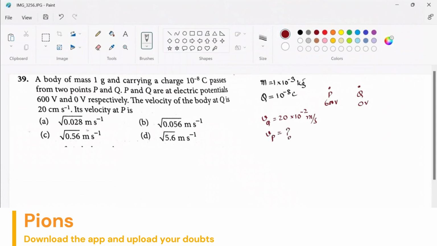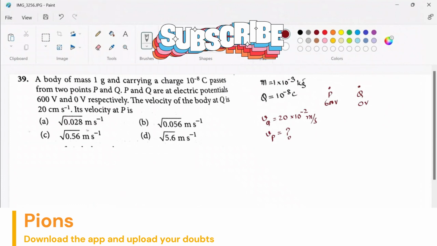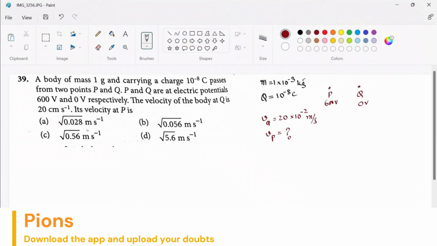Let me repeat once again the question. The question says a body of mass 1 gram and carrying this much of charge is going from point P to Q. So if it is going from point P to Q, P has a potential of 600 volt and Q has a potential of 0 volt. What will be the velocity at point P if the velocity at Q is given here?